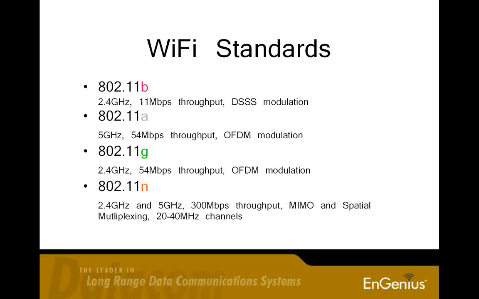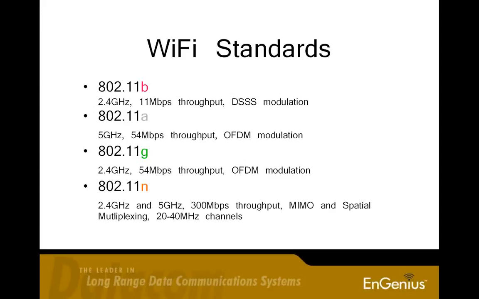Wi-Fi standards. The first Wi-Fi standard that was popular in the United States was 802.11b. It operates on the 2.4 gigahertz frequency, has a data transmit rate of up to 11 megabits per second, and uses DSSS modulation. Another Wi-Fi standard, which came out right about the same time but didn't become as popular in the United States, is 802.11a. It uses a higher frequency, has a throughput of up to 54 megabits per second, and uses OFDM modulation.